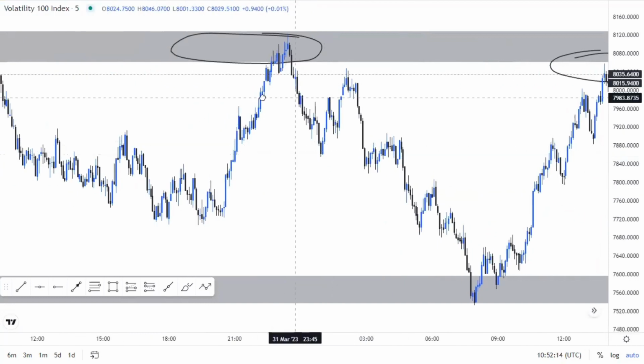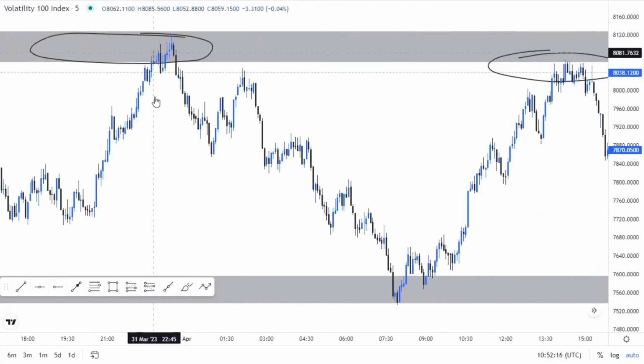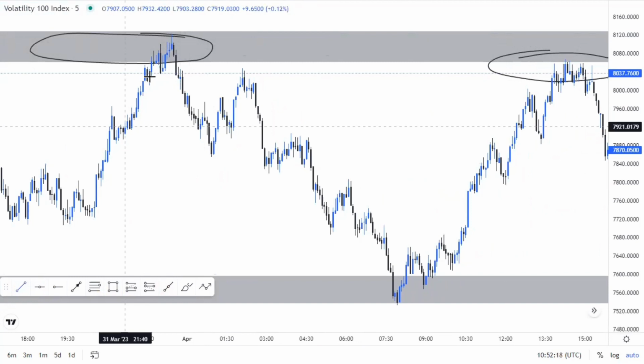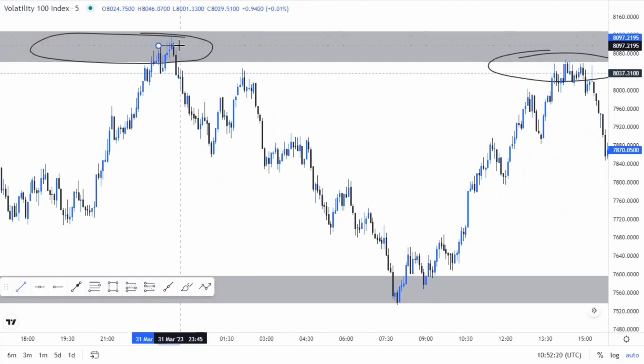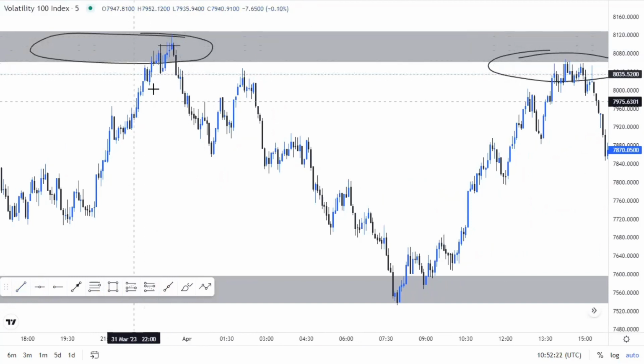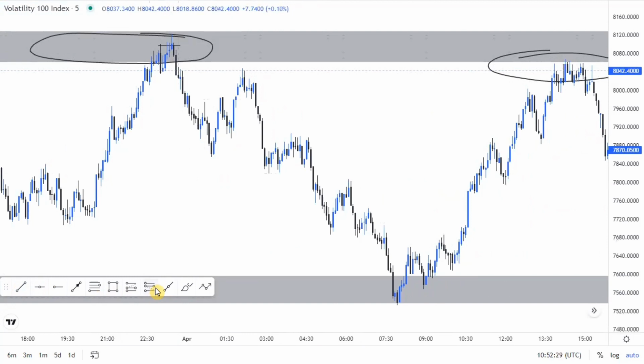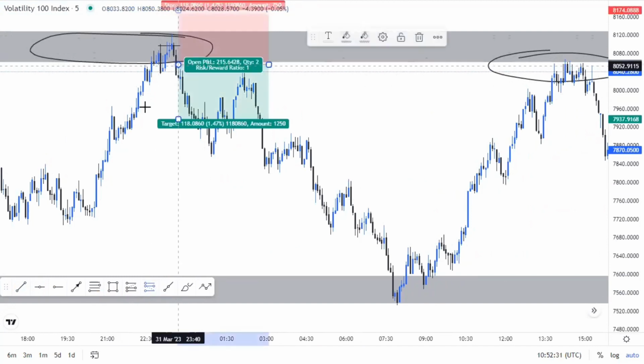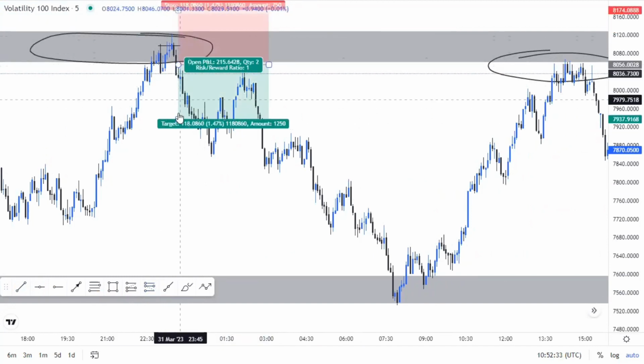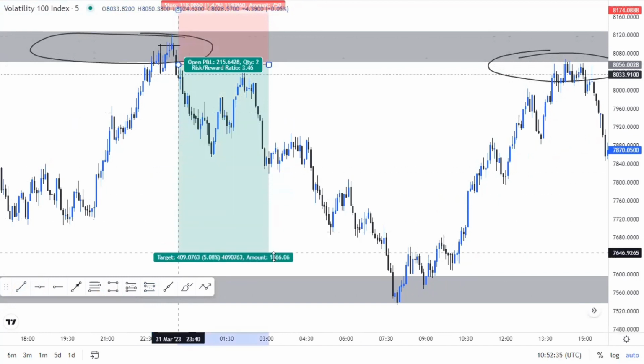You see that rejection over there? First, what we have here is the market pushed to the upside. It could not hold. But we had that rejection on the 15 minutes. So you could have just sold at this point and then target all the way to the low.